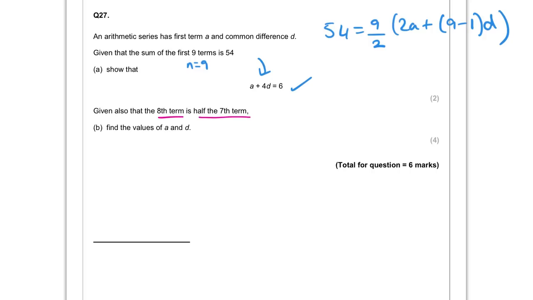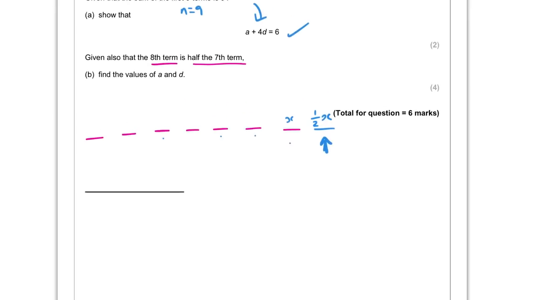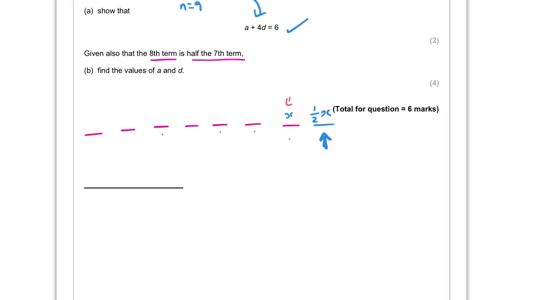Given that the 8th term is half of the 7th term, so what does that mean? For example, 1, 2, 3, 4, 5, 6, 7, sorry, 8. If the 8th term is half of the 7th term, let's say this is x, this becomes a half x. Okay, this is where we need to use some of our knowledge. So what does that mean? Here we're just talking terms.